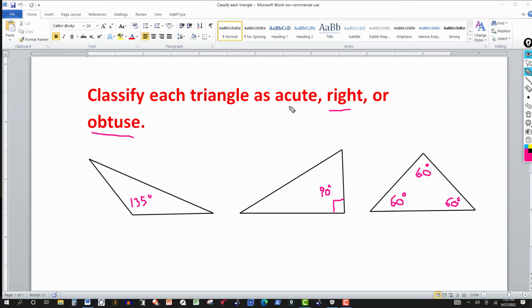Here the categories are acute, right, or obtuse. Well, these are all 60 degrees, so they're all angles with a measure less than 90. So this would be an acute triangle if you're given this information. Again, the second one is a right triangle, and the first one is an obtuse triangle.